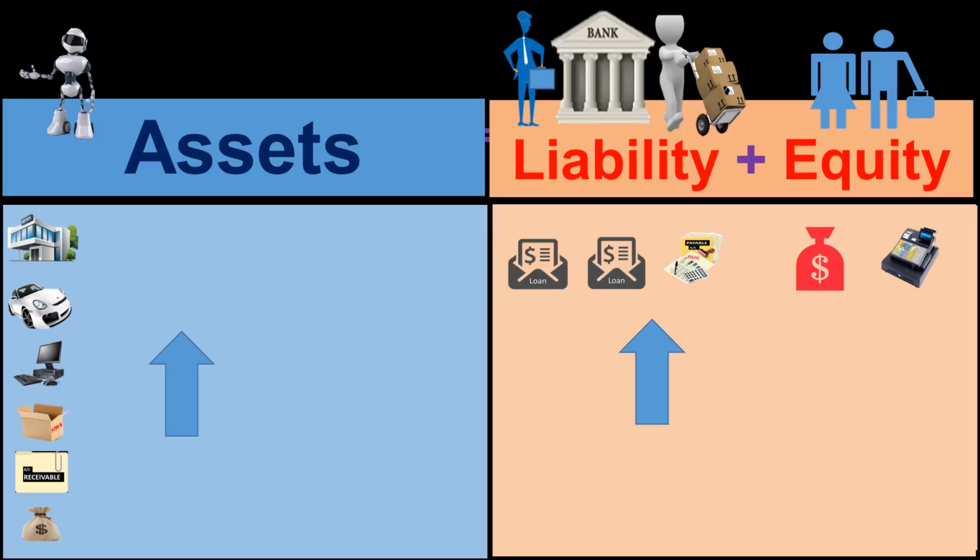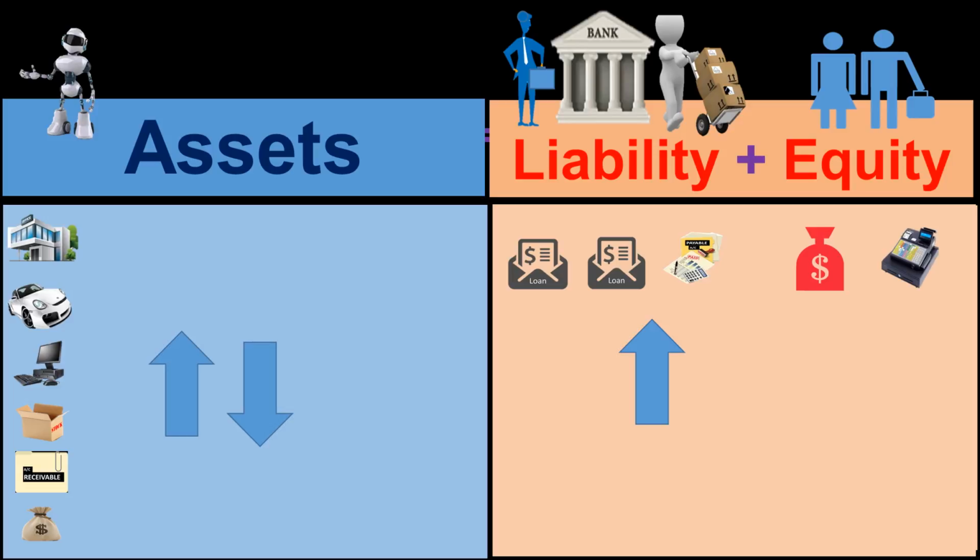Now, sometimes for this equation to be balanced, if one asset class goes up, for example, the company buys an extra motor car, then maybe another asset group will be reduced. For example, if it used cash to buy that car, we have an increase in cars and a decrease in cash, and the overall equation remains balanced.